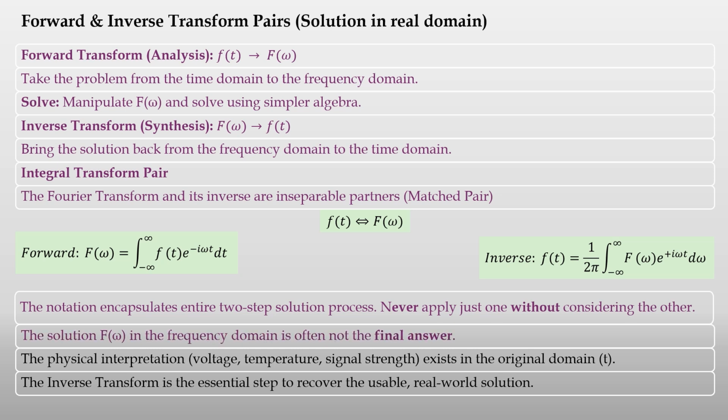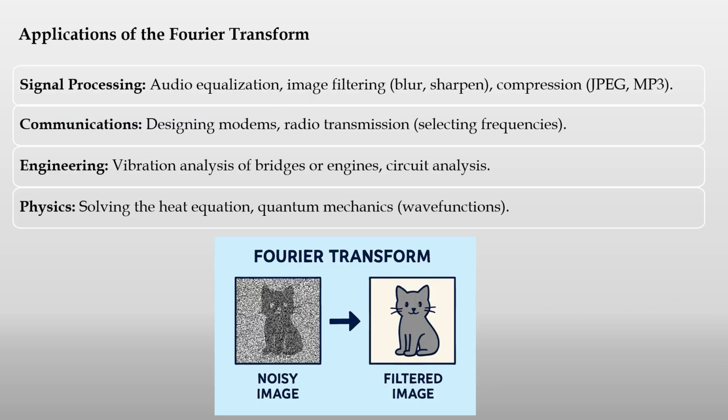Remember, the frequency domain answer is an intermediate, powerful simplification. The inverse transform is the crucial final step that translates your mathematical result back into the language of the real world. The representation of a complex signal in terms of its frequency and magnitude makes the Fourier transform ubiquitous.